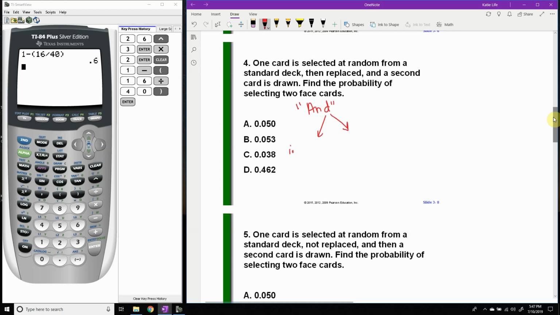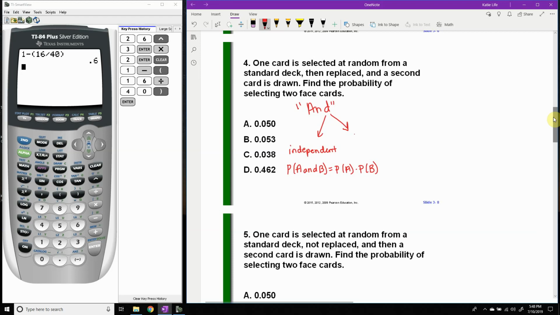Now, we say that 2 events happening in sequence are independent if the probability of the first event happening does not affect the probability of the second event happening, in which case the probability of event A and then event B happening is just going to be the product of the probability of event A times the probability of event B.